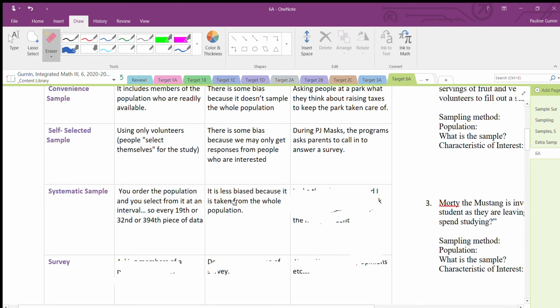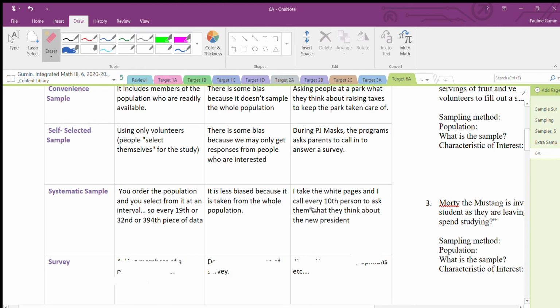This actually has just a little less bias than the other two samples that we talked about, but it's pretty close to what a random sample is. This has a little bit more order to it, but it's pretty close to what a random sample is because it is taken from the whole population. Pretty much everyone almost has the same chance of getting picked, right? It's less than the random, but it's more than convenience or self-sampled.